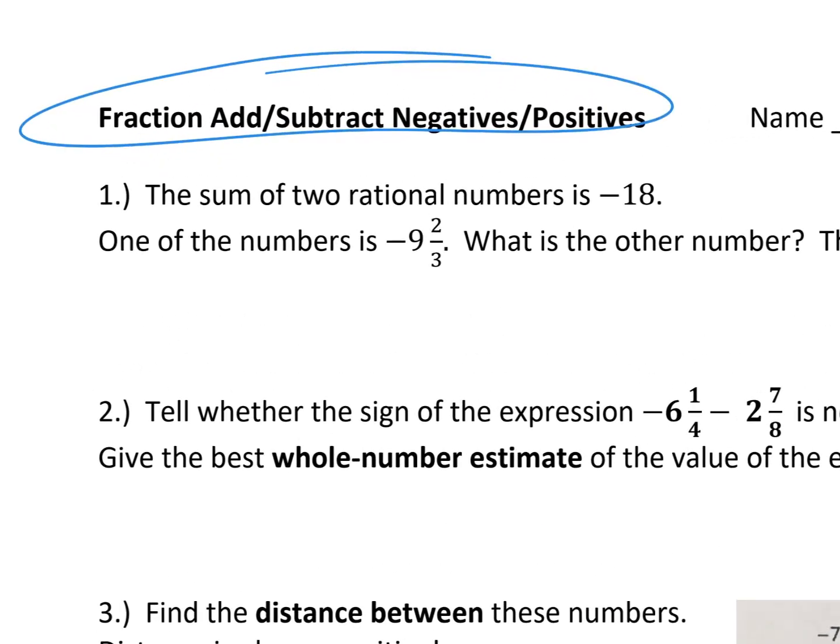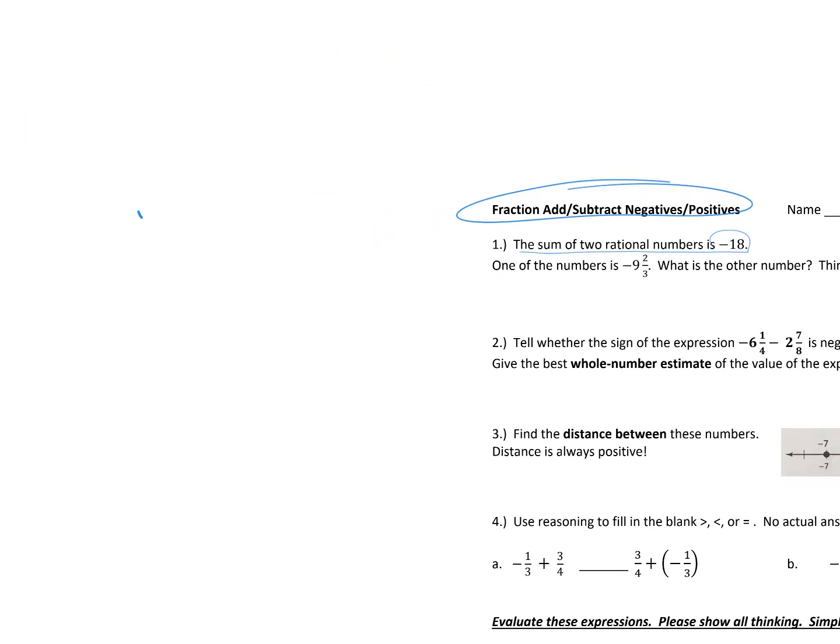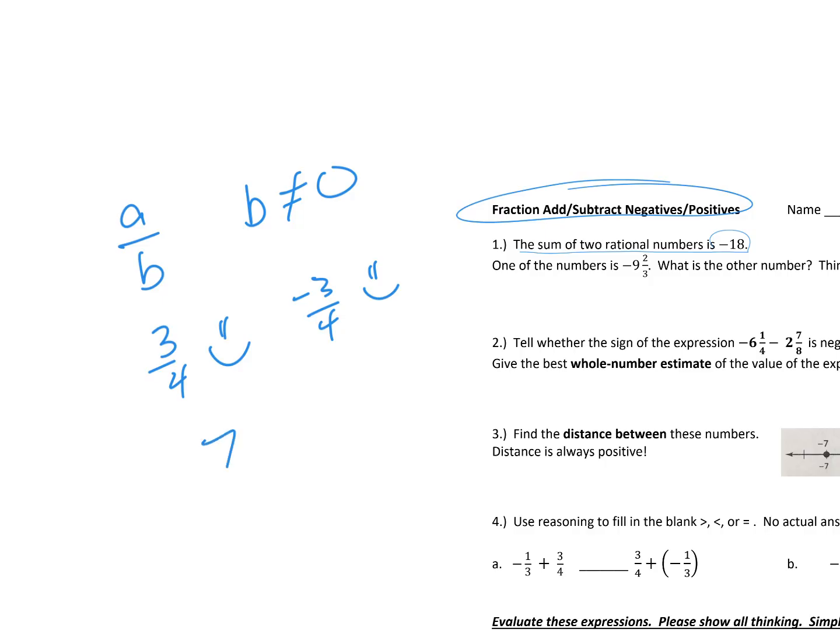The sum of two rational numbers is negative 18. What are rational numbers again? Well, here's a rational number, a over b, where b cannot be 0. So 3/4 is rational, negative 3/4 is rational, 7 is technically rational because it could be written as 7 over 1. It's just that the bottom number cannot be 0.